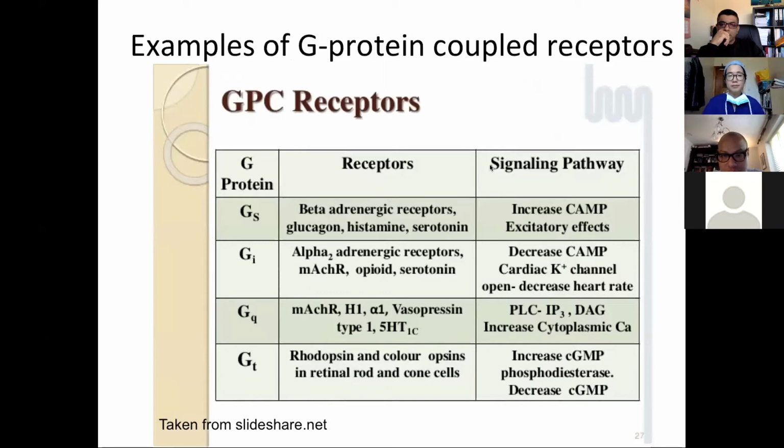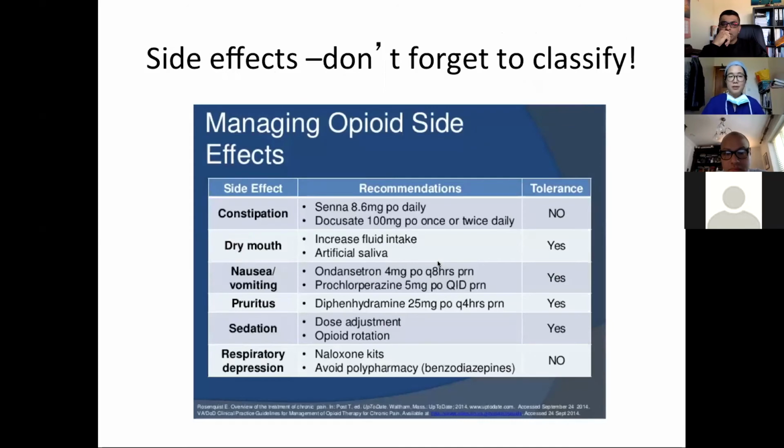This little table is just to talk about the other G protein coupled receptors that you might have to remember for your exam. In terms of side effects, if you get asked, don't forget to classify. That's part of your exam technique. What do you do in terms of different side effects? For example, constipation, you can try to give some laxatives. Dry mouth, you can try fluid intake or artificial saliva, nausea, vomiting, and so on and so forth.